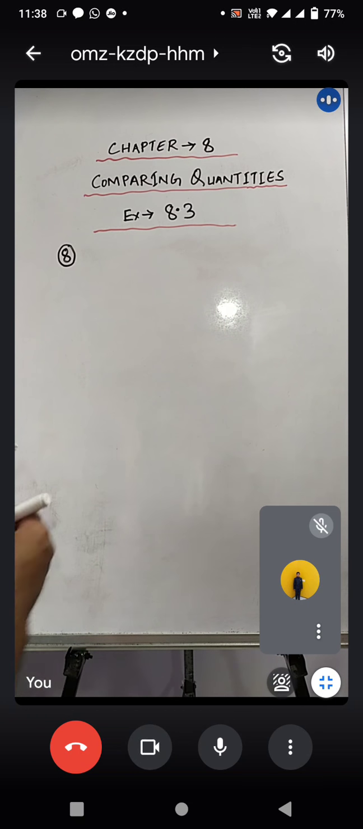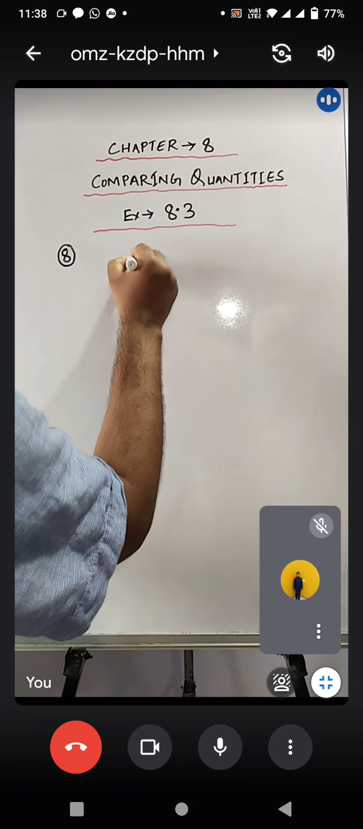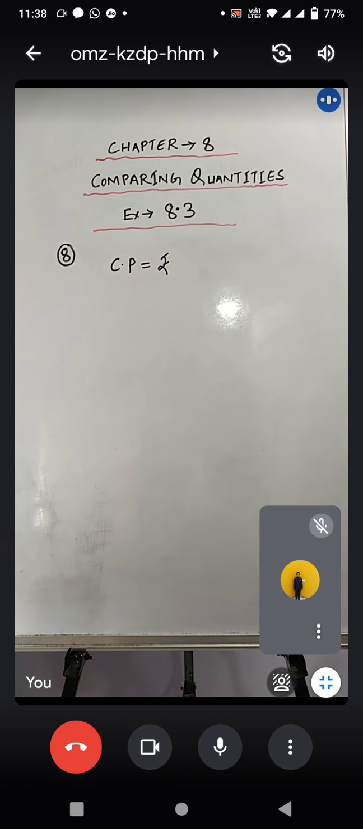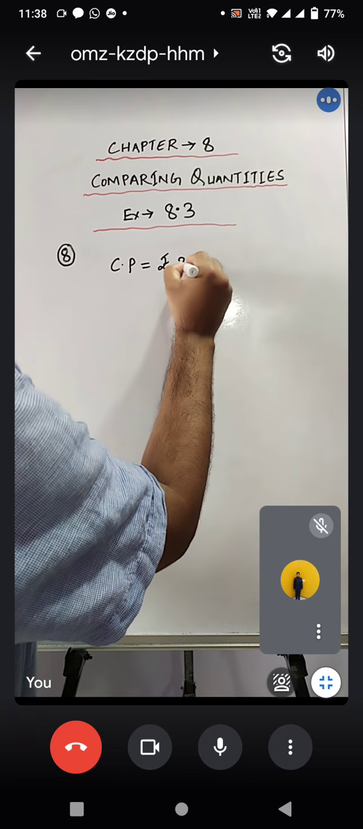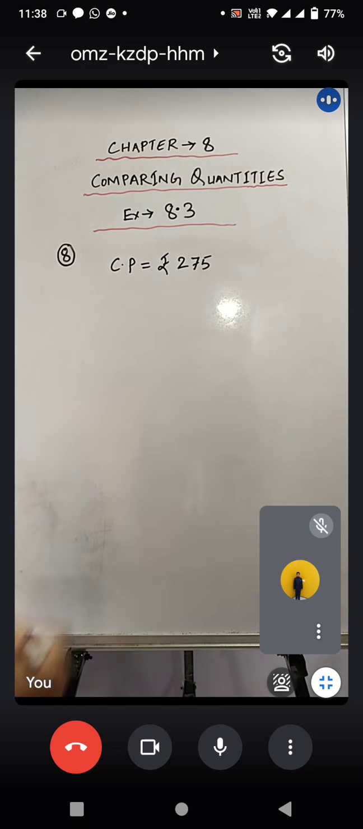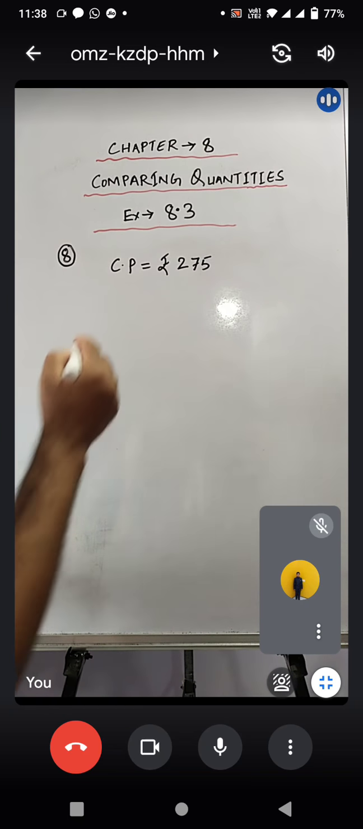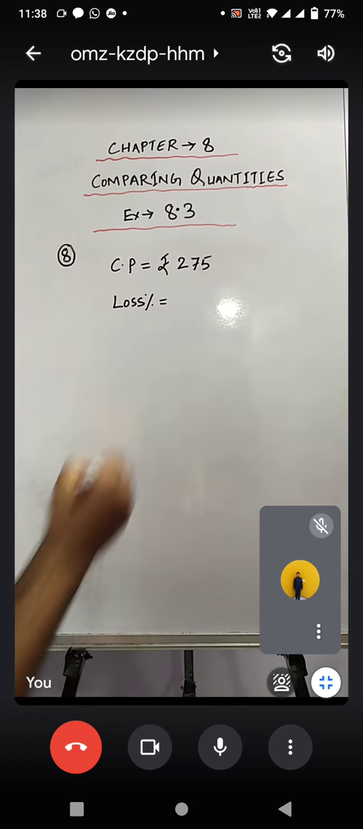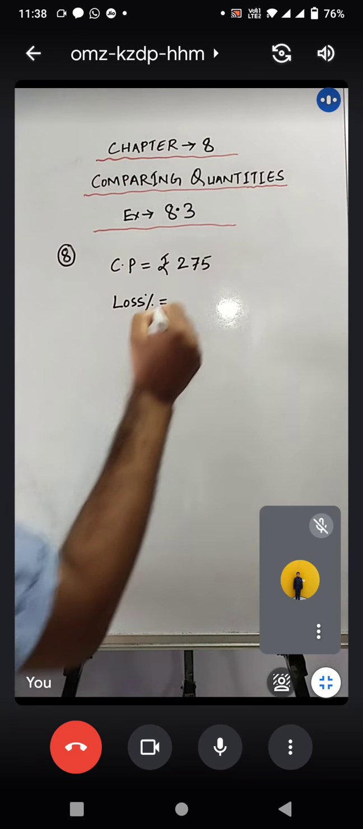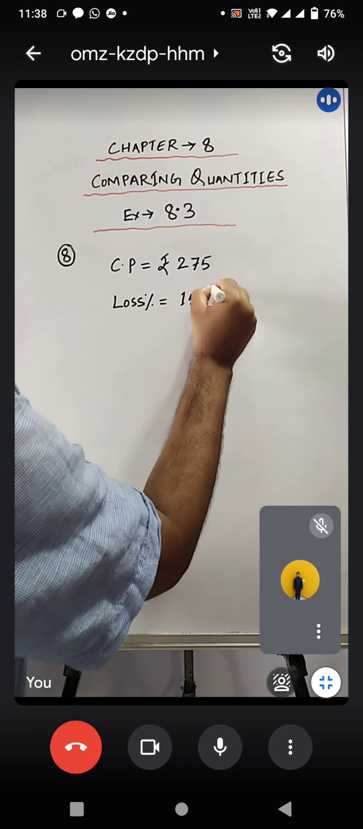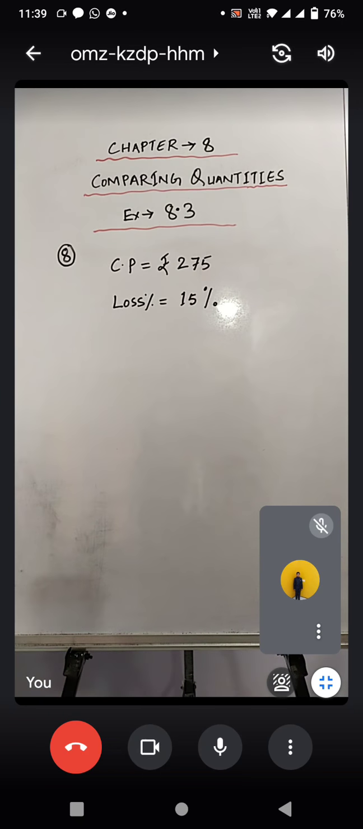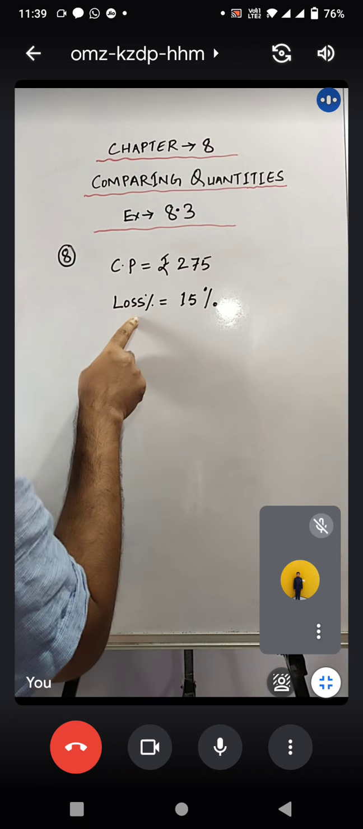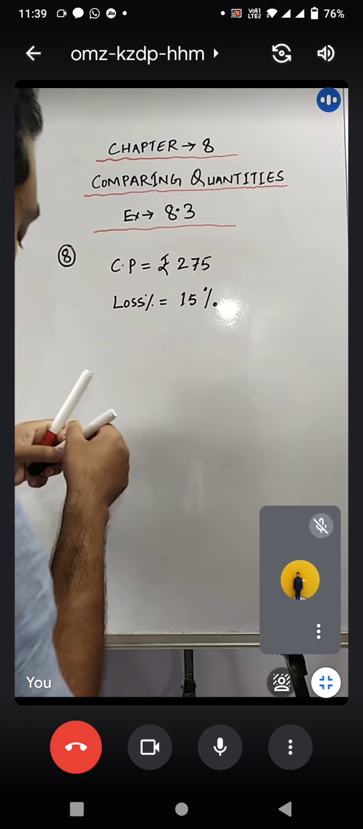Now what are the things given? Cost price is given, rupees 275. And loss percent is given, students. That is 15%. Now I already conveyed to you, when CP and loss percent are given, what would be the formula of SP?